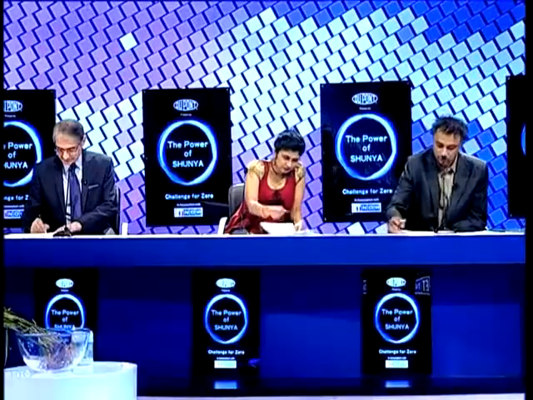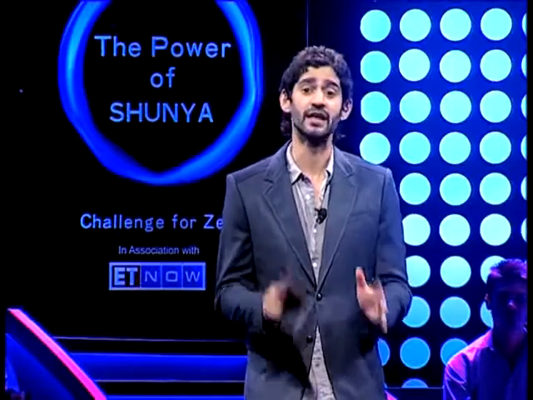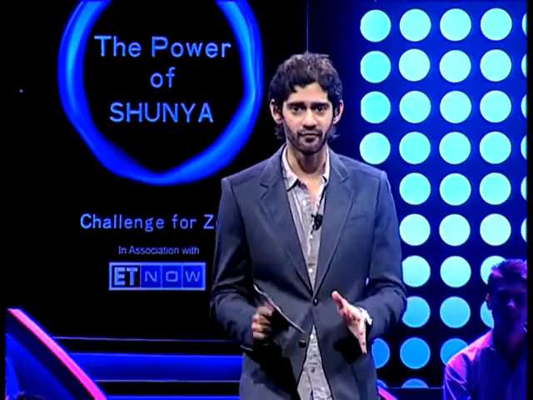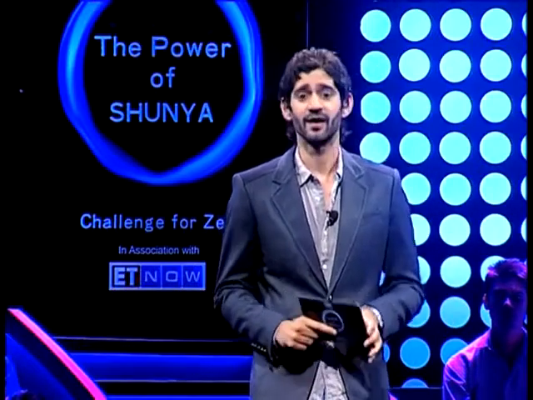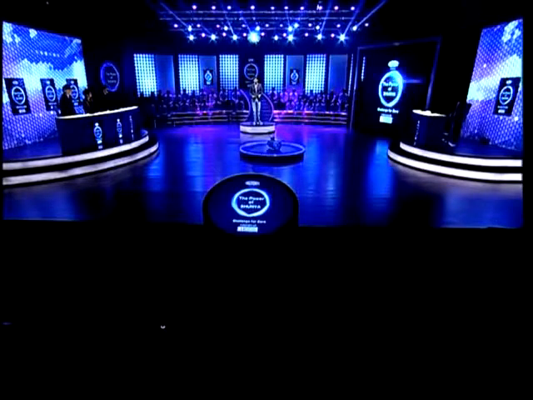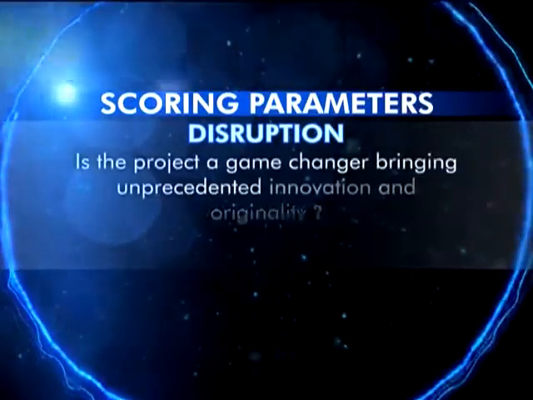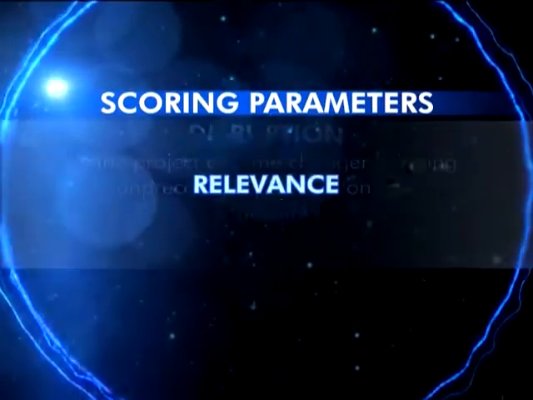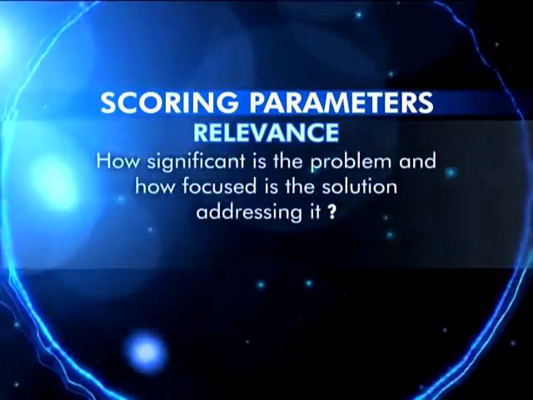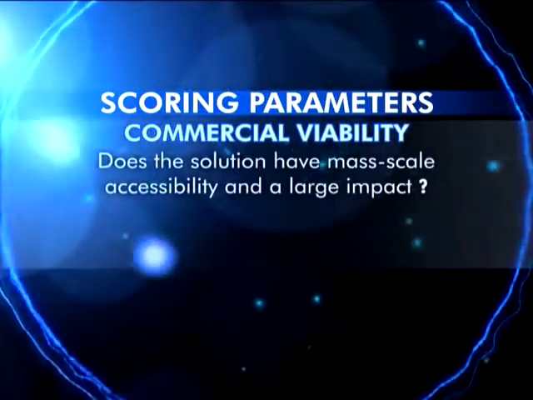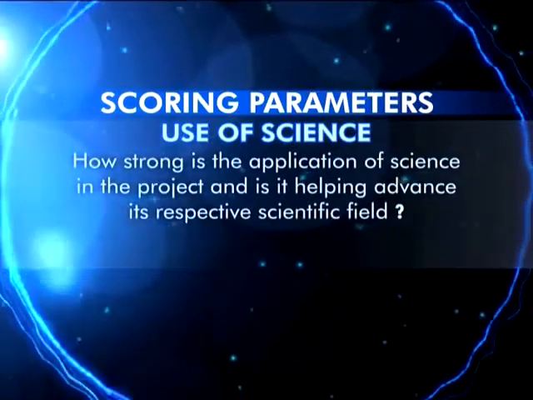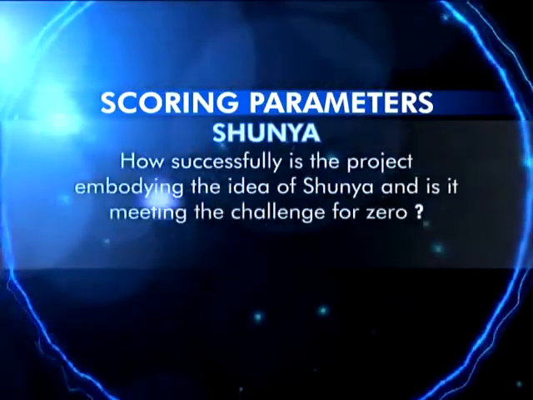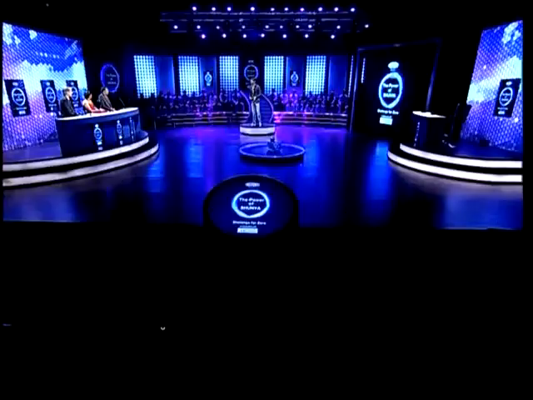So we're going to give our judges a moment. They've seen 3 presentations, 3 very innovative products. Now they have to mark out of 100 points in 5 different categories of where they think each team stood. At the end of which, they are going to declare one winner. They're marking them on 5 basic parameters: on disruption, on relevance, on commercial viability, the science behind the idea, and most importantly, that Shunya quotient. We're talking about social impact. Judges, hard work is all yours.